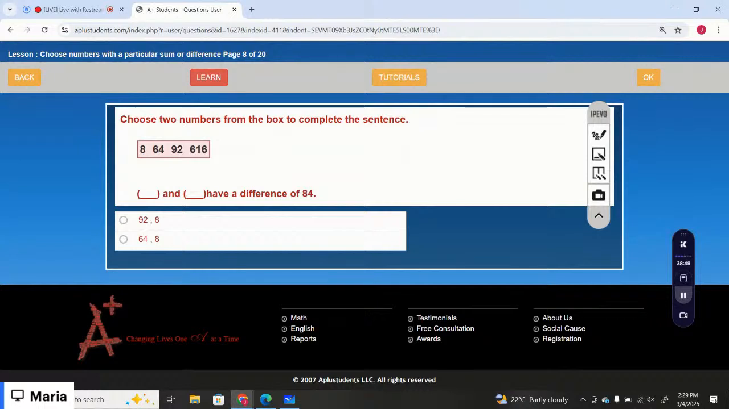Choose two numbers from the box to complete the sentence. Which two numbers have the difference of 84? That is 92 and 8 have a difference of 84. Option number 1 is the correct option. Okay, you can complete the lesson by yourself later today. Let me just move on to the next lesson.